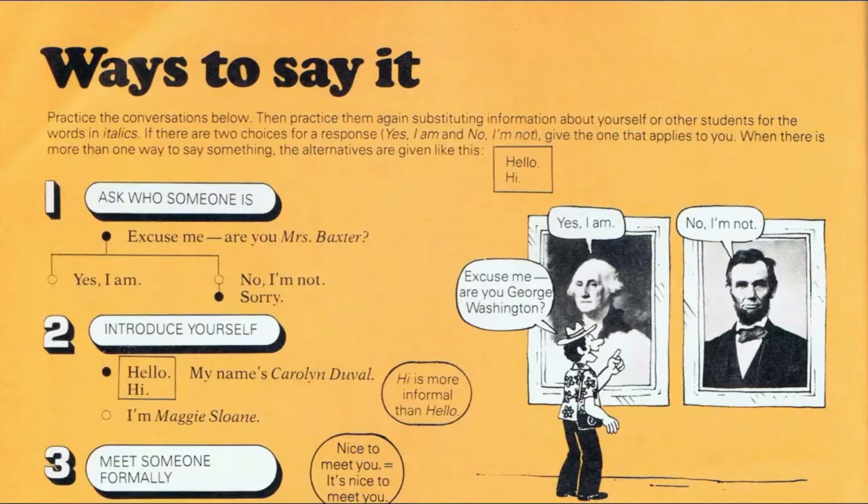Now we go to number 2, exercise 2. It says introduce yourself. In the box there are 2 options, a hello and hi. What does it mean? It means we can choose either of them. We can have 2 forms of conversation. We can either say, hello, my name's Carolyn Duvall. The other person says, I'm Maggie Sloan. Or we can say, "Hi, my name is Carolyn Duvall." Then the other person can say, "I'm Maggie Sloan," or can say, "I am Julia Nelson," any other name. Yeah? So I guess this is clarified now, right?